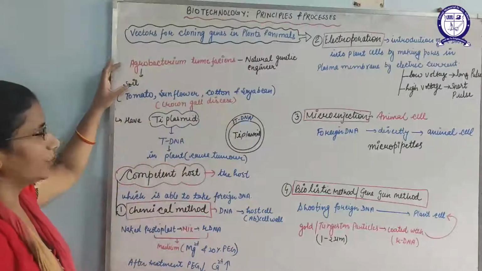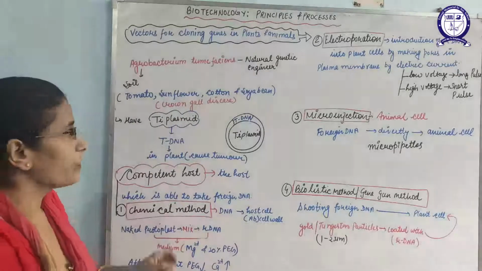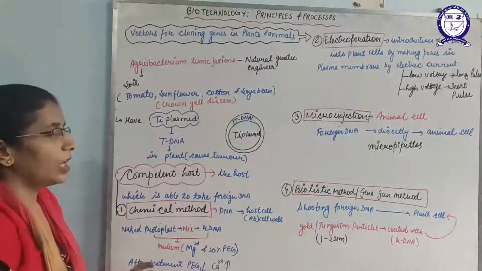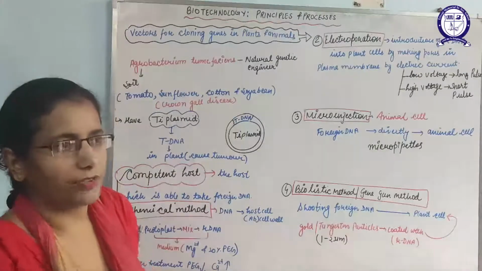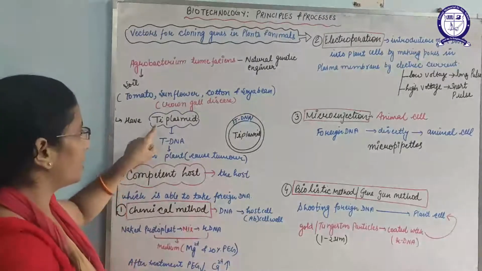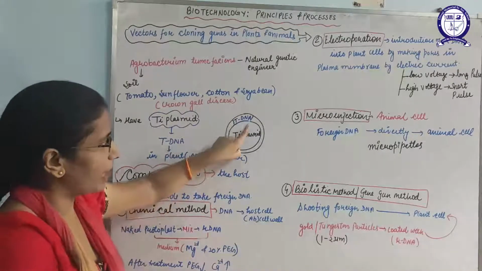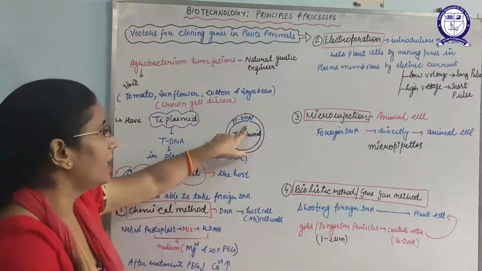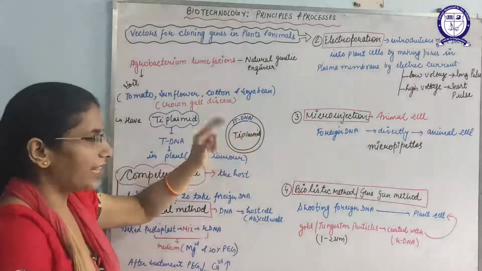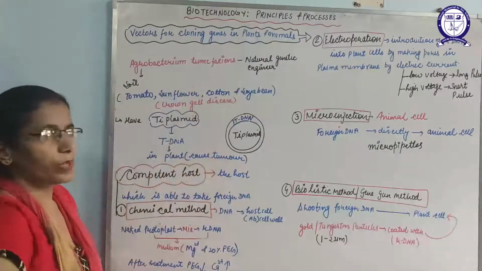This bacterium is mainly found in the soil and causes infection in tomato, sunflower, cotton and soybean plants. And it causes a disease known as crown gall disease in these plants. Now, how does this bacterium cause the infection? It has a special plasmid known as the Ti plasmid, meaning tumor-inducing plasmid. And this Ti plasmid has a special portion known as T-DNA. T-DNA means transfer DNA. This is the part of the DNA that the Ti plasmid will copy and transfer into the plants, and that will cause the tumor in the plants.